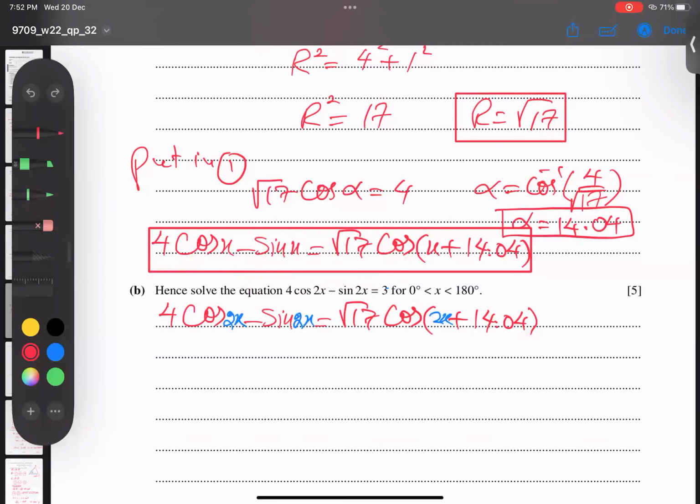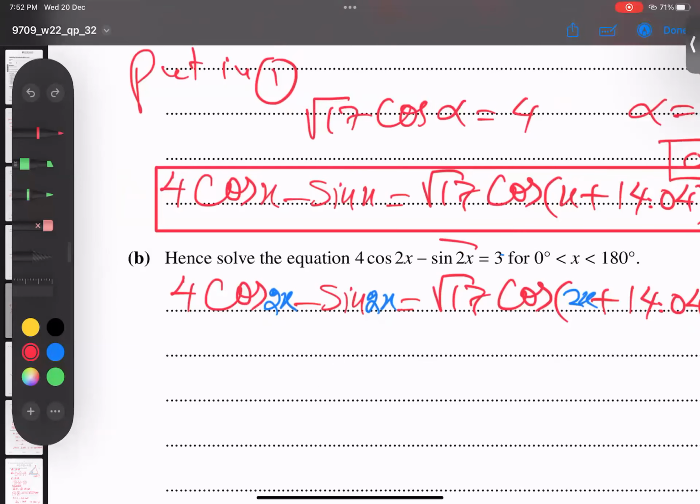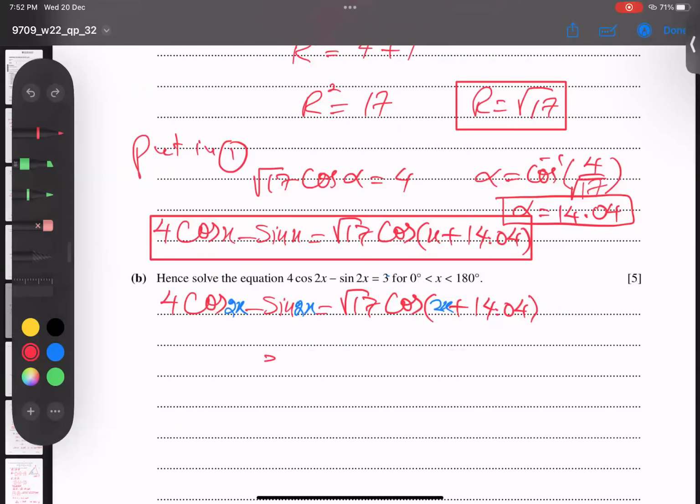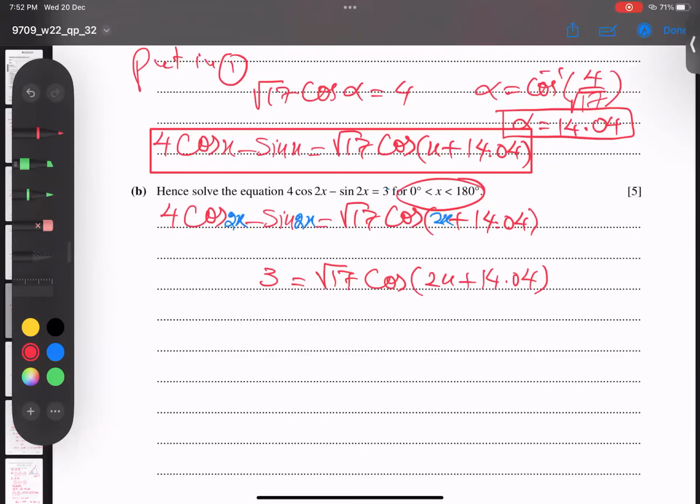And now, student, I think you can understand. See, is this fully matching? The answer is yes. Can I plug in this 3 in place of the whole thing? The answer is yes. So I can say 3 equals root 17 cos 2x plus 14.04. And it's a 5 mark question, so we are going to solve till 180 degrees. Why 5 marks? Due to the double angle. So I'm switching the sides: root 17 cos 2x plus 14.04 equals 3.